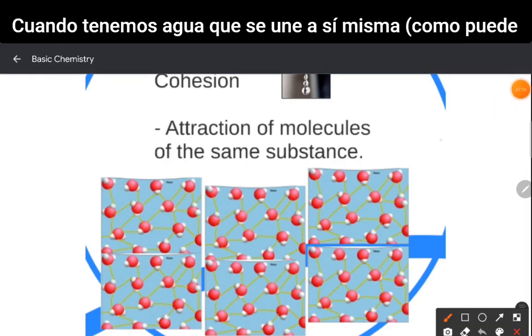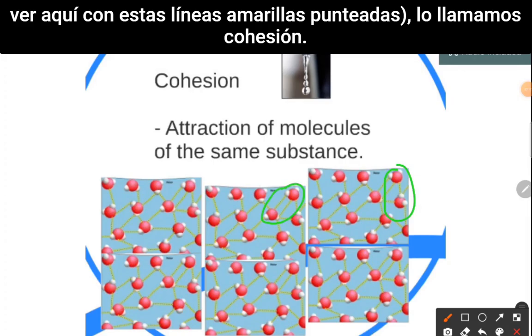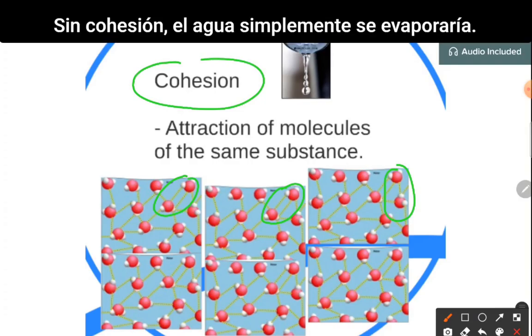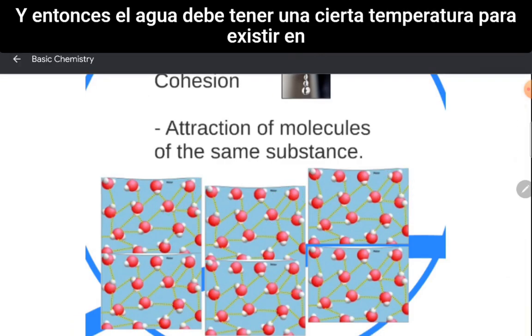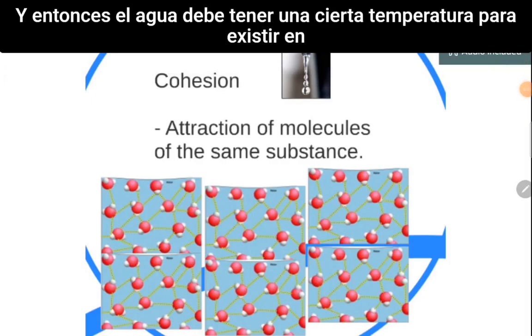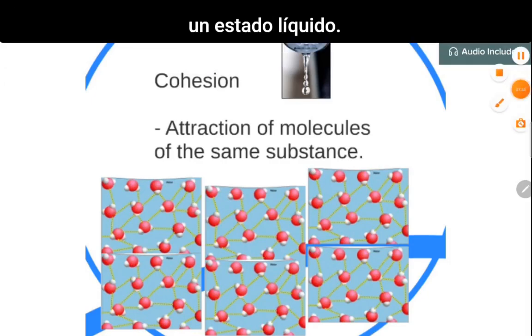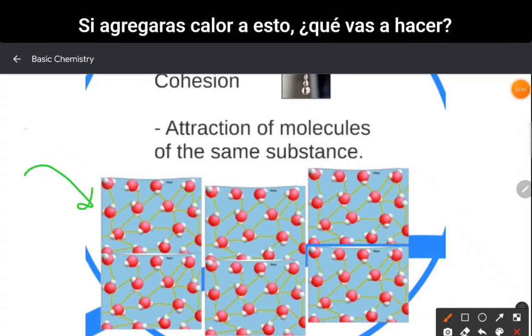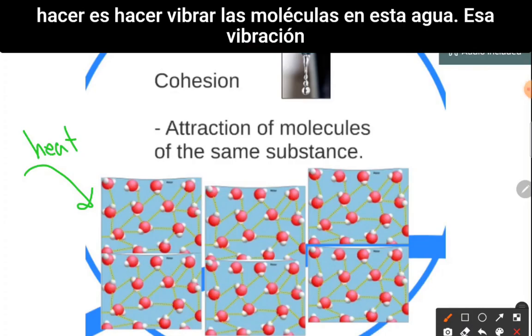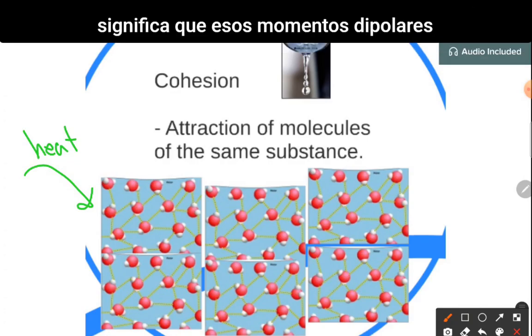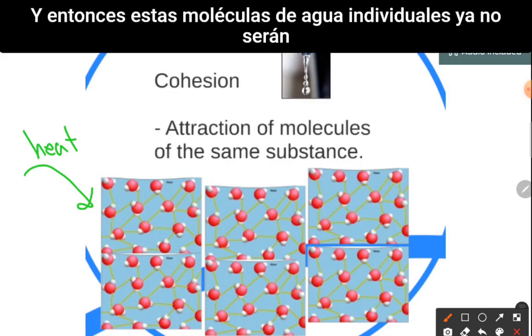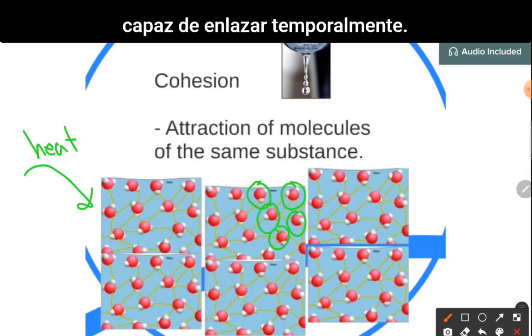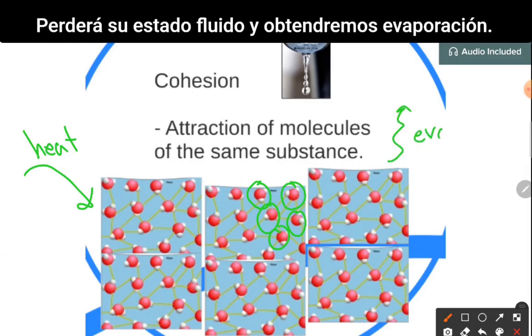When we have water hydrogen bonding to itself, as you can see here with these dotted yellow lines, we call that cohesion. Without cohesion, water would simply evaporate. Water needs to be a certain temperature to exist in a liquid state. If you were to add heat to this, you would vibrate the molecules in the water. That vibration means that those dipole moments I spoke of will be too brief, and so these individual water molecules will no longer be able to temporarily bind. It will lose its fluid-like state and we will get evaporation.